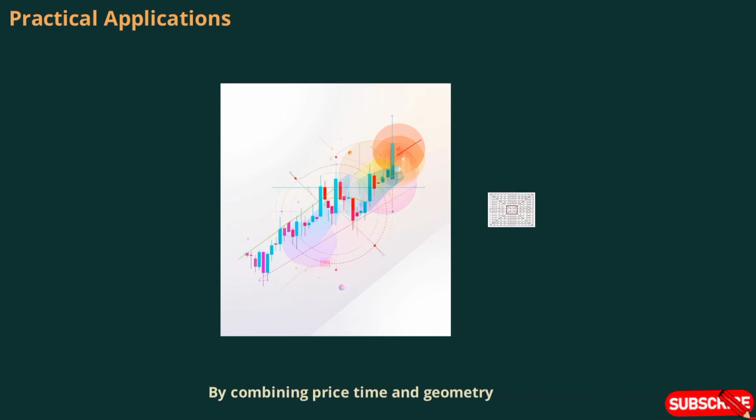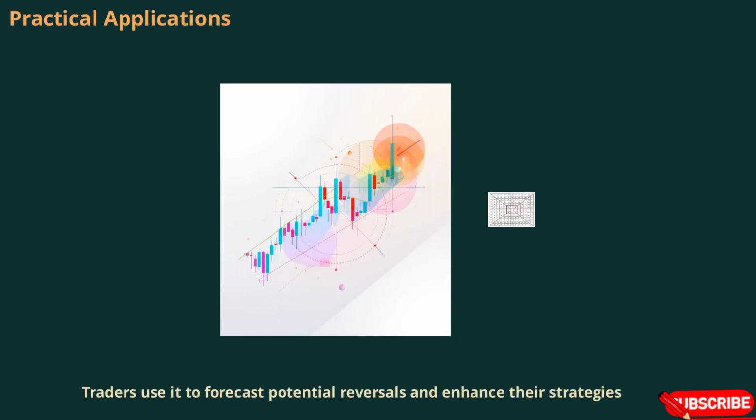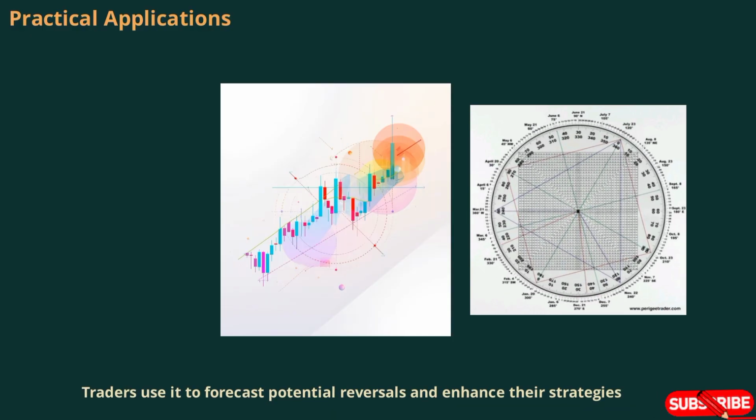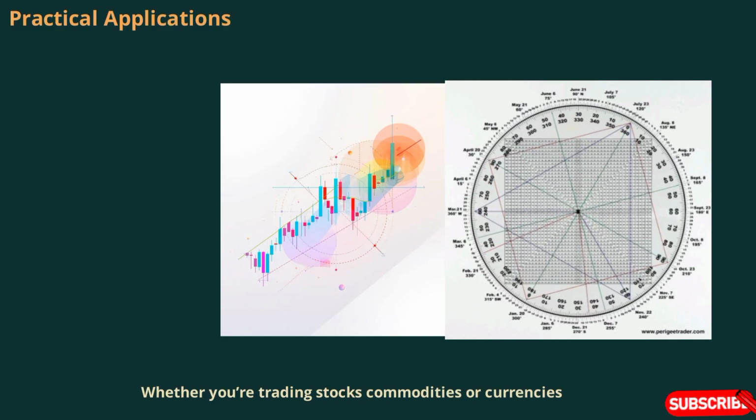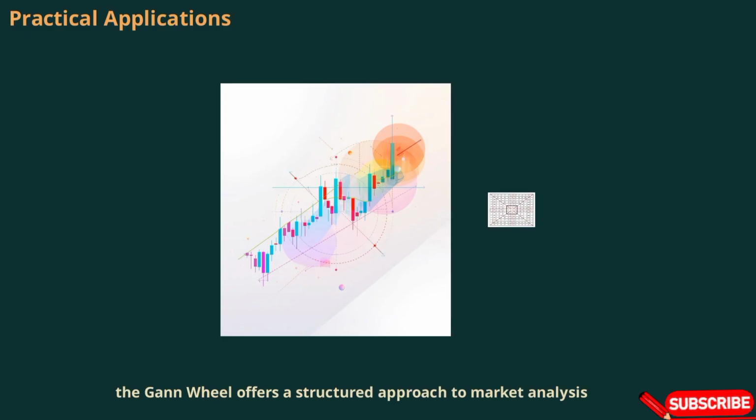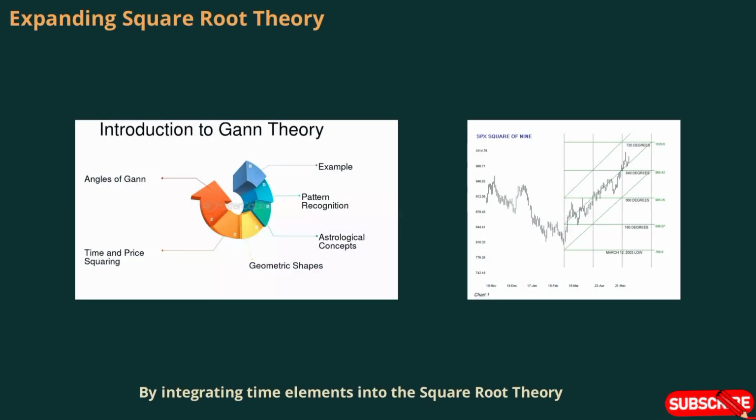By combining price, time, and geometry, the Gann wheel helps identify critical turning points in the market. Traders use it to forecast potential reversals and enhance their strategies. Whether you're trading stocks, commodities, or currencies, the Gann wheel offers a structured approach to market analysis. By integrating time elements into the square root theory, traders can perform real-time analysis using simple tools like a calculator and pencil. This approach enhances the understanding of price movements and trends, making it easier to spot opportunities and manage risk. The combination of price and time is at the heart of Gann's philosophy.